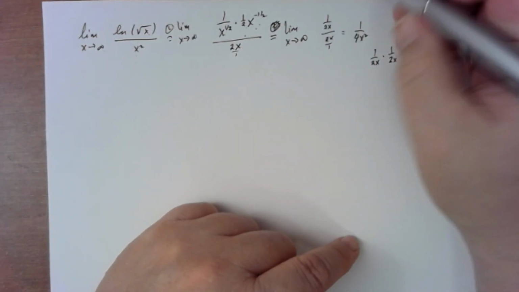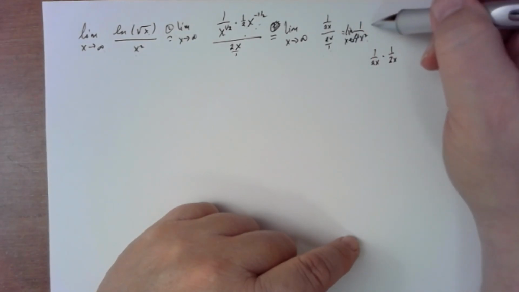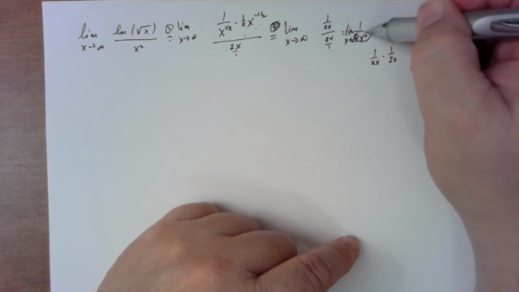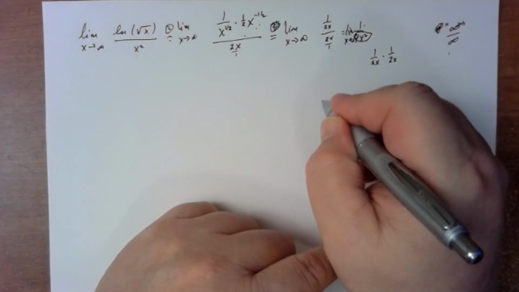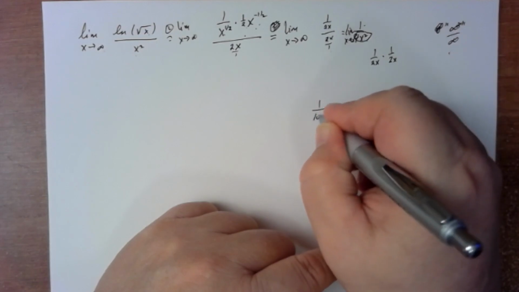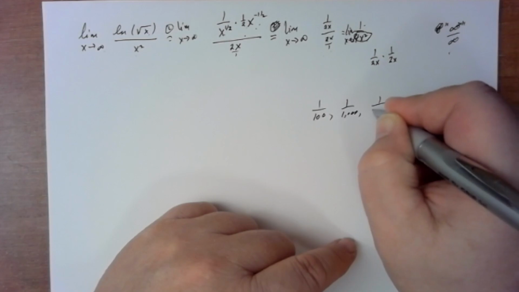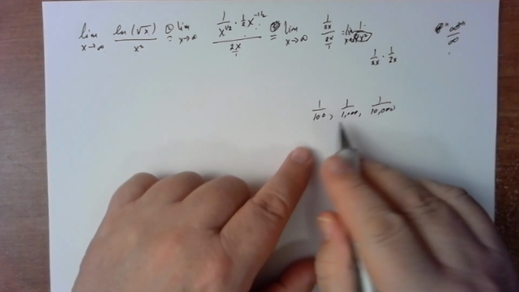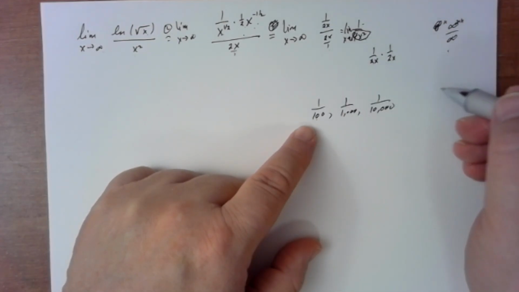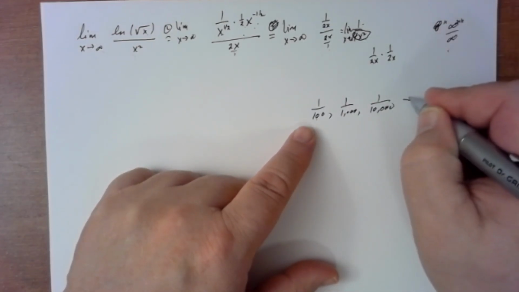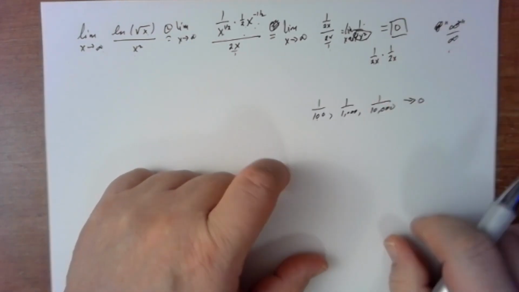Good. Now if we take the limit as x goes to infinity of this, the denominator is growing without bound, and so your fraction overall is going to 0. It'd be something like 1 over 100, 1 over 1,000, 1 over 10,000. So here the denominator is getting huge, but the numerator is not. And so overall this is going to 0, and so this limit is equal to 0. Very good.